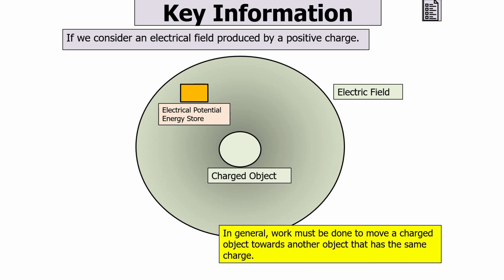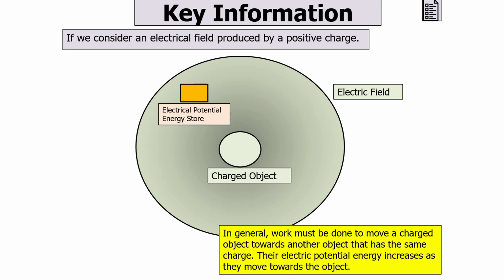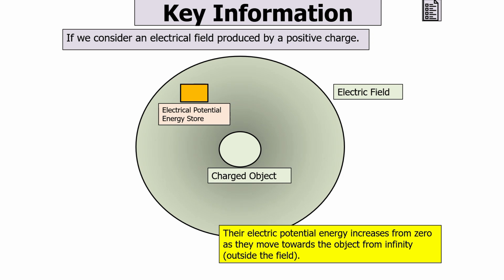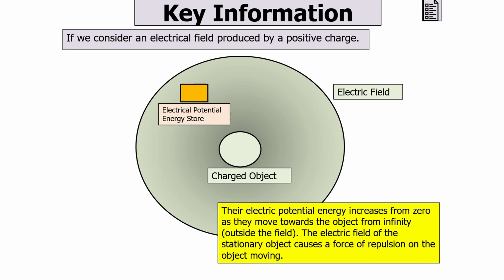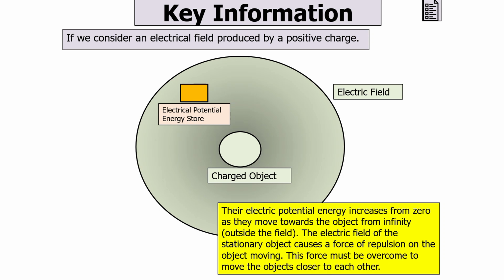In general, work must be done to move a charged object towards another object that has the same charge. Their electrical potential energy increases as they move towards the object. So their electrical potential energy increases from zero as they move towards the object from infinity, which we define as outside the field. The electrical field of the stationary object causes a force of repulsion on the object which is moving. So this force must be overcome to move the objects closer to each other.